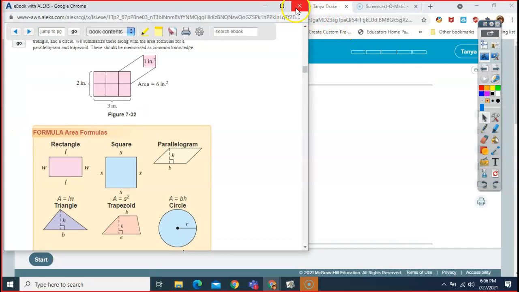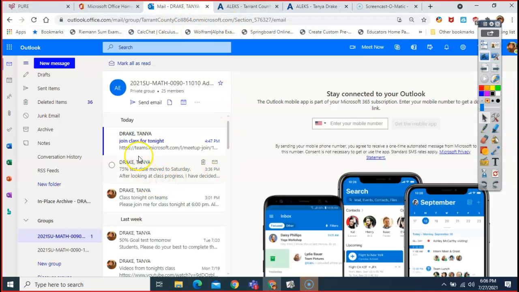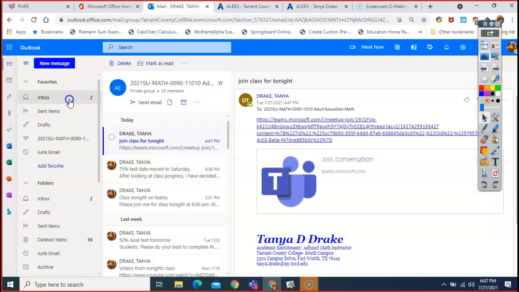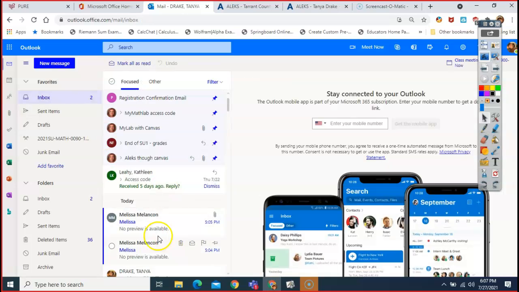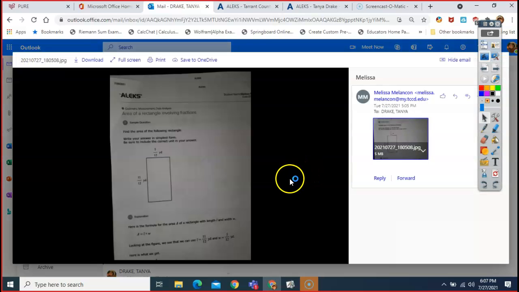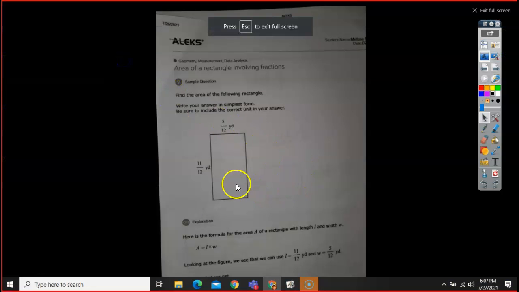Let's move this down. Go to my email. I heard it come through. Inbox. Okay. All right, so here's one. Okay. All right, so looking at this, make it go full screen. Okay, find the area of the following rectangle.